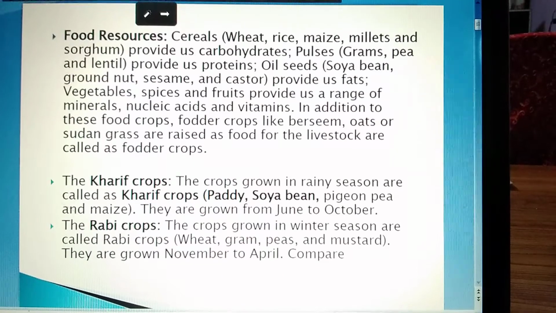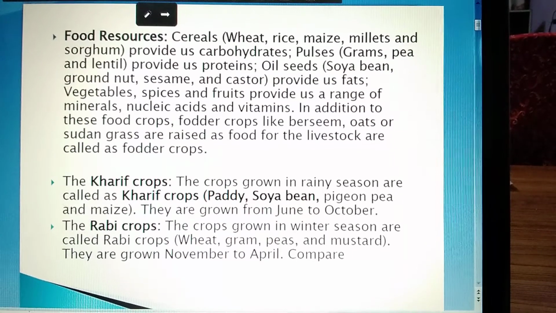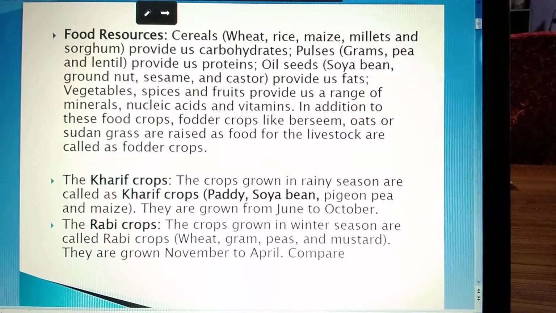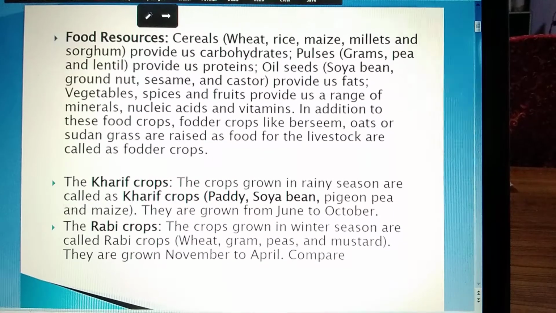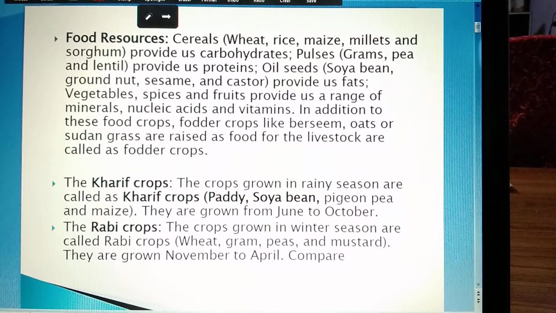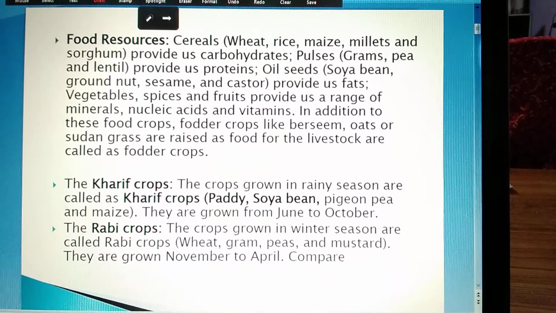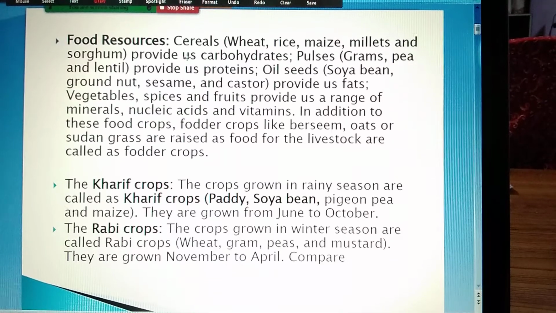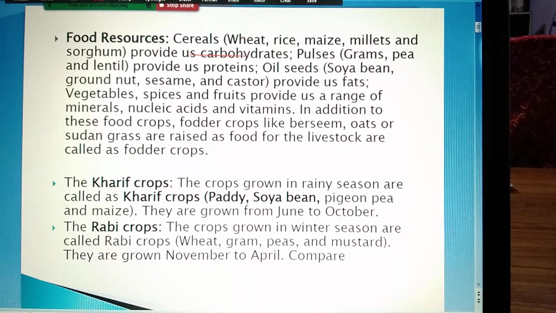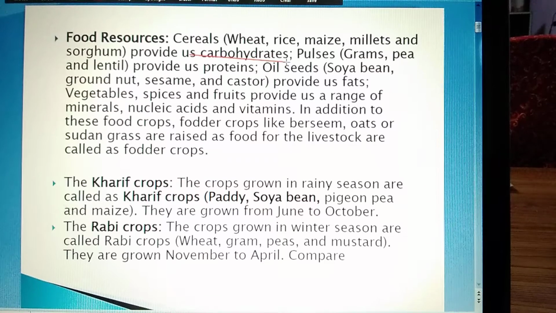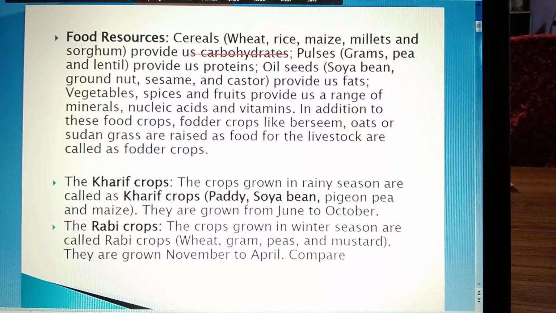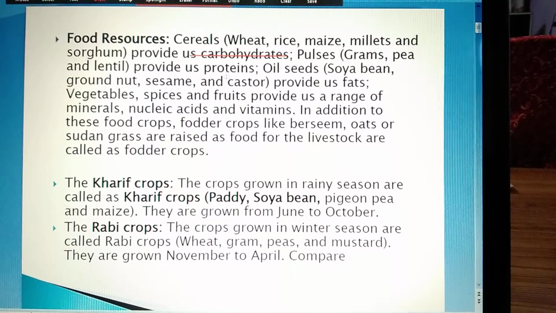What is food? Food is anything that gives us nutrition, like cereals, which contain wheat, rice, maize, millets, that give us carbohydrate, and pulses, for example, grams, peas, and lentils, which provide us nutrients.